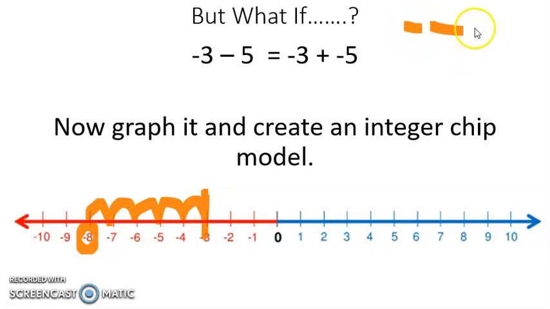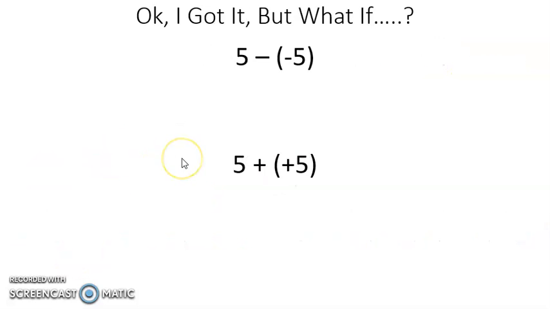Integer chips, negative 3, negative 5. 1, 2, 3, 4, 5, 6, 7, 8. Those are badly drawn, but hopefully you get the idea. Oh, now for the hard one.